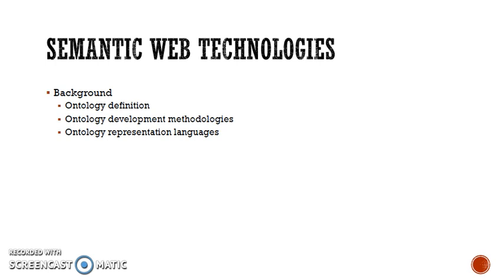Semantic web technology is for the ontology definition in computer science. It is understood as a representational artifact for specifying the semantics, or meaning, of information or knowledge in a certain domain in a structured form.